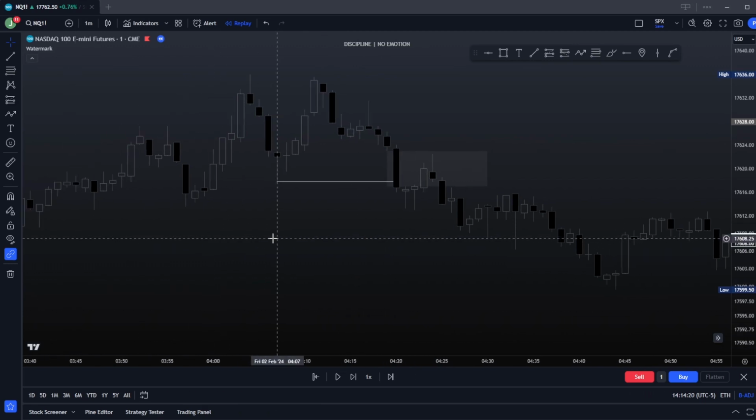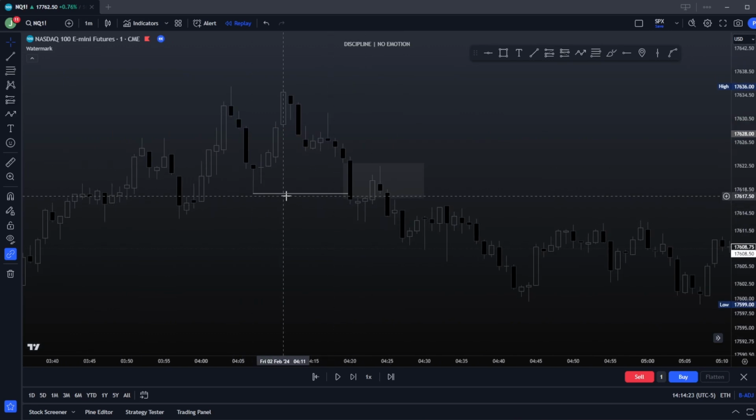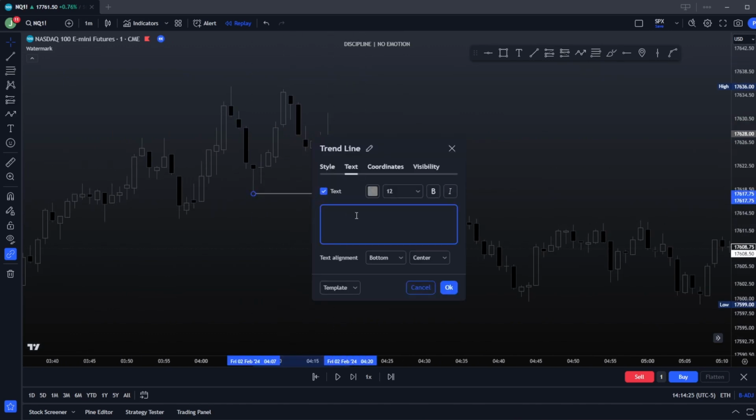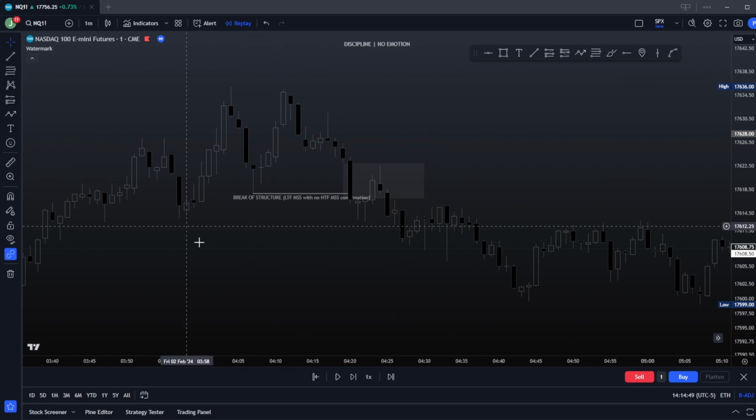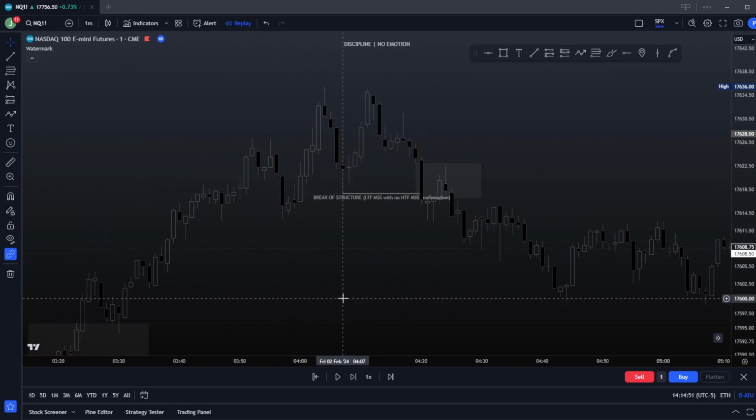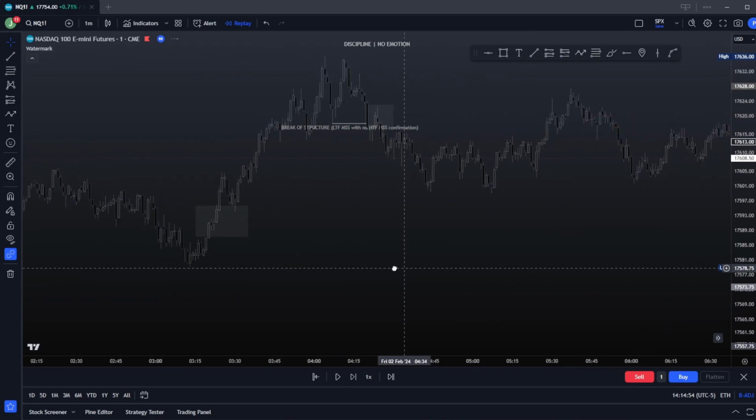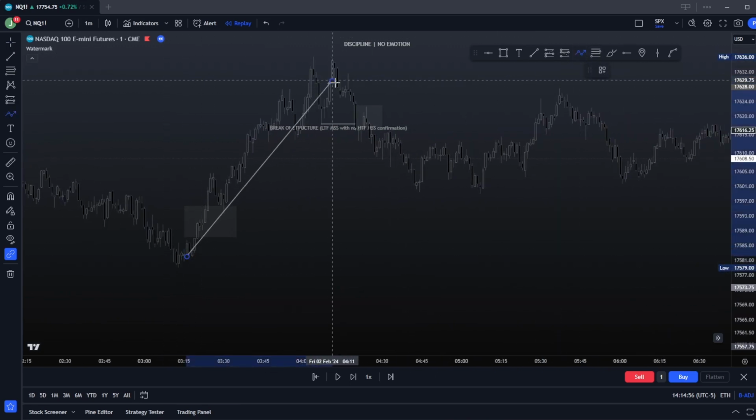Break of structure, this is technically a break of structure right here. I'll put it in parentheses. It's basically a lower time frame market structure shift with no higher time frame market structure shift confirmation. So it just looks like a lower time frame market structure shift. But when you zoom out on it all, we're still in an uptrend.